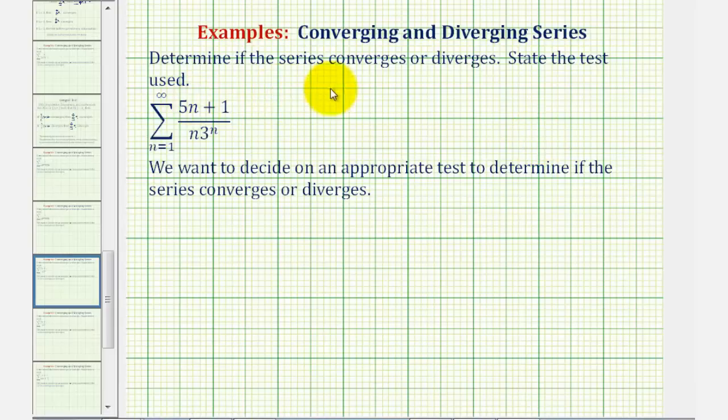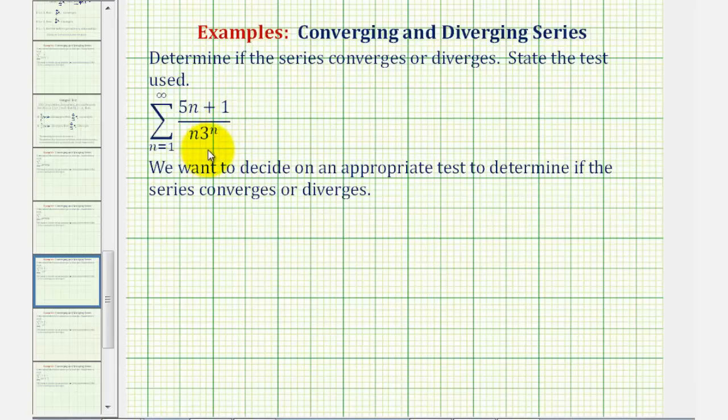We want to determine if the given infinite series converges or diverges. To help us decide on the most appropriate test, notice that a sub n contains an exponential, 3 raised to the power of n, which in most cases when we have an exponential, we want to use the ratio test. But also notice how this does resemble the geometric series 1 divided by 3 to the n, which we know converges by the geometric series test, where the absolute value of r would be equal to 1/3.